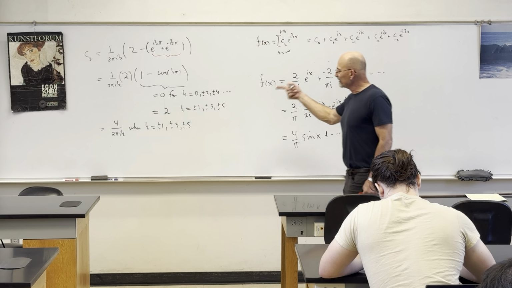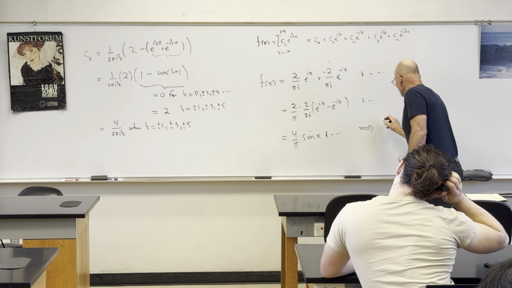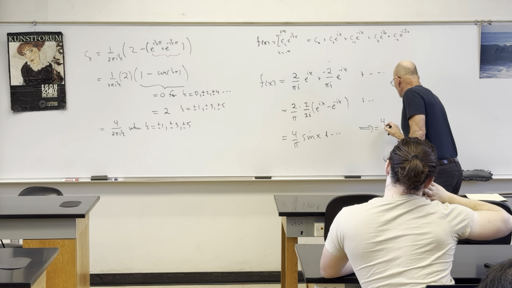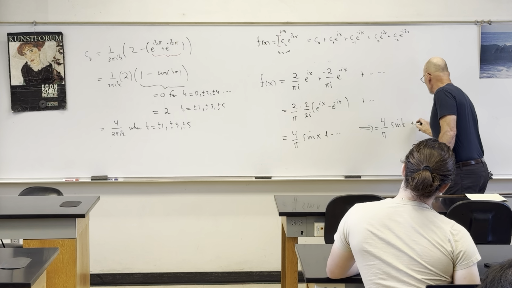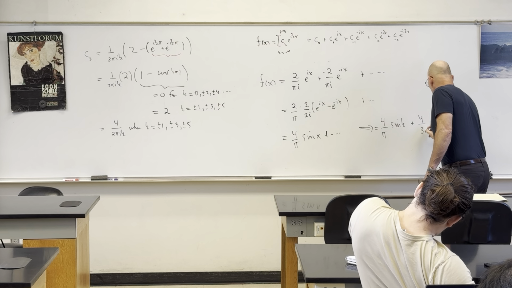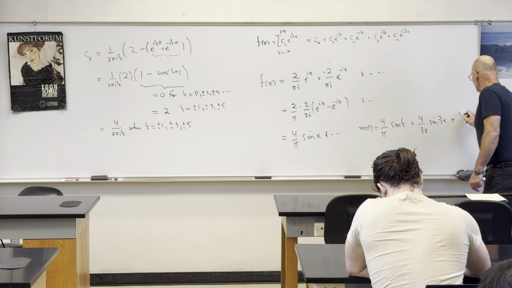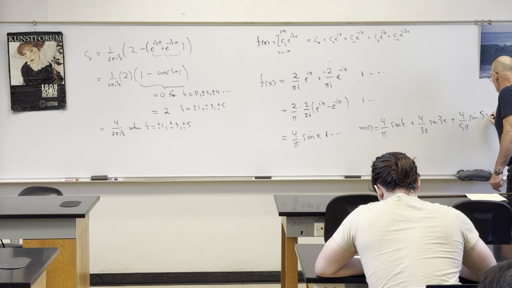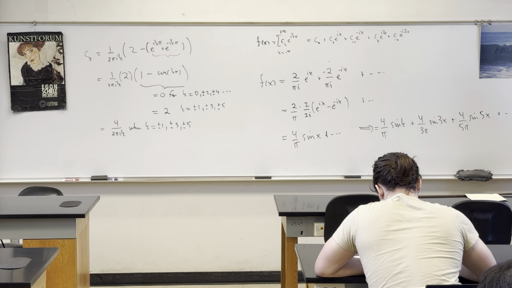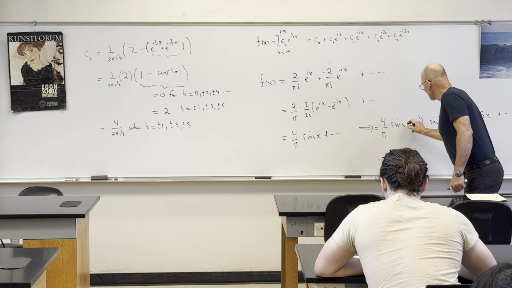So for k equals 3, 5, etc., we're going to have the following. We're going to have 4 over pi sine of x plus 4 over 3 pi sine of 3x plus 4 over 5 pi sine of 5x plus and so on. Odd powers, oh, there's an x here. That one was not k, that was x. Okay.